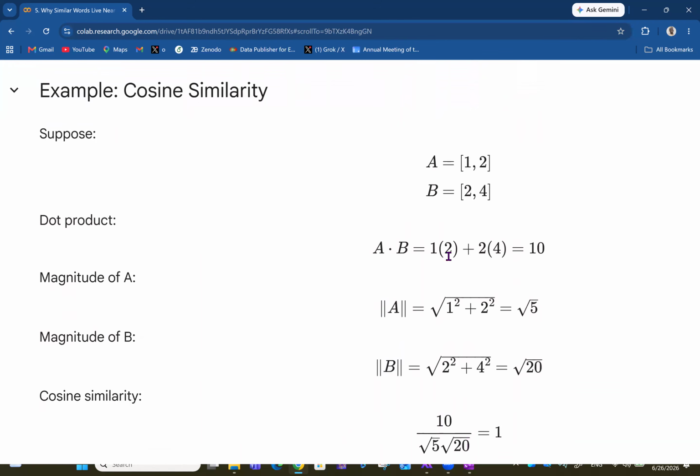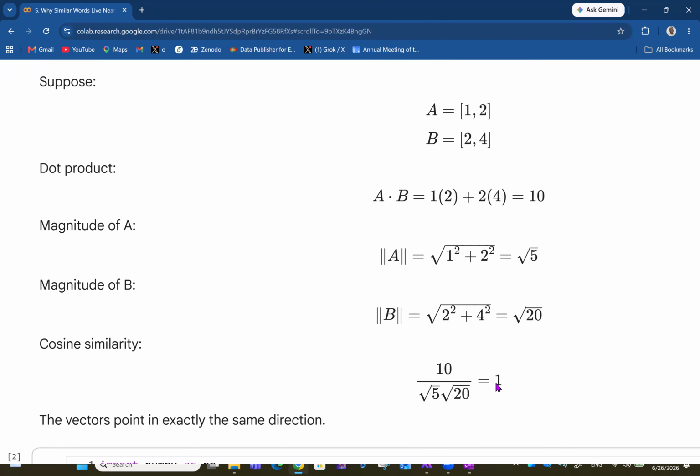The dot product A dot B equals 1 times 2 plus 2 times 4, that's 2 plus 8, which is 10. The magnitude of A is the square root of 1 squared plus 2 squared, which is root 5. The magnitude of B is the square root of 2 squared plus 4 squared, that's root 20. So cosine similarity is 10 over root 5 times root 20, that's the square root of 100, which is 10. So 10 over 10 is 1. The vectors point in exactly the same direction because the value is 1.